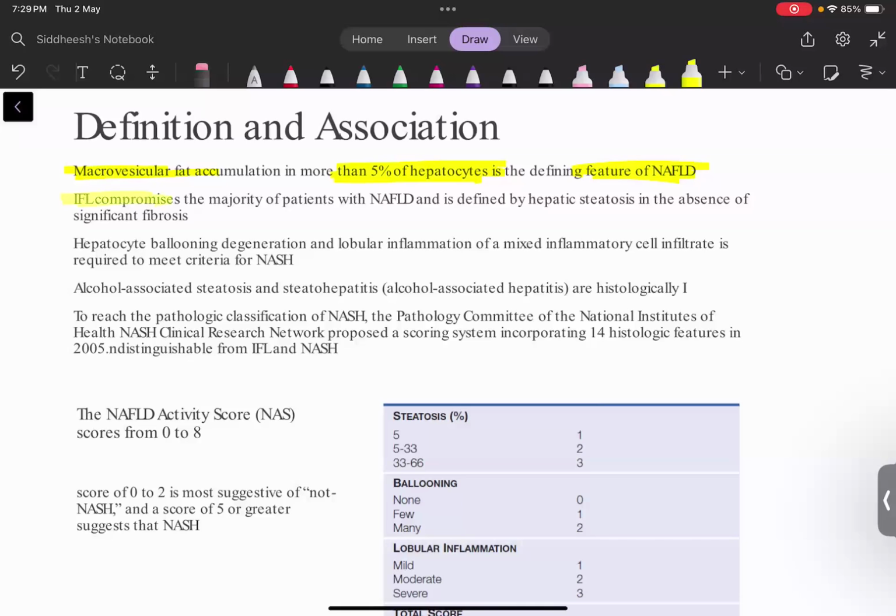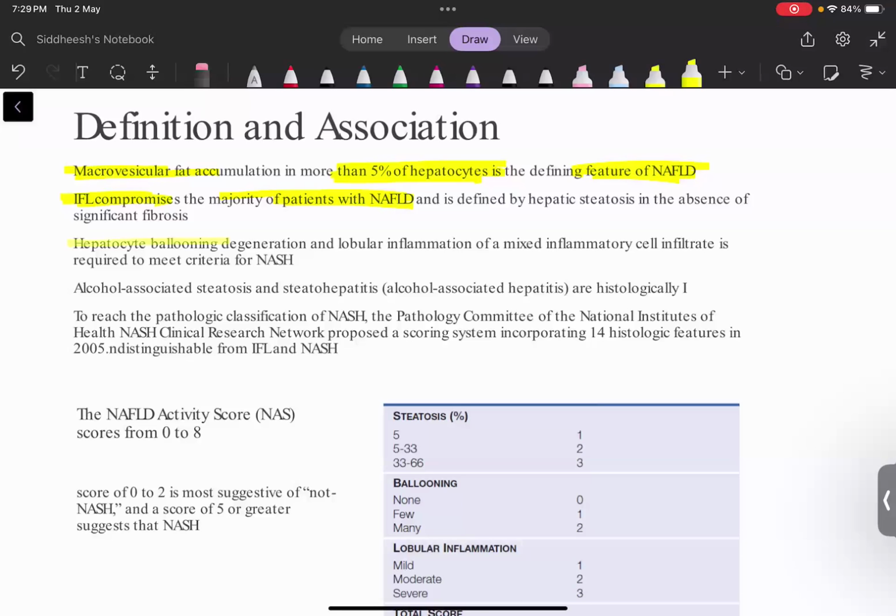Now, IFL. What is IFL? Isolated fatty liver. It comprises the majority of the patients with NAFLD. So in this class, if I have around 190 individuals, 188 might have grade 1 fatty liver. So you all are isolated fatty liver patients, not NASH or advanced NAFLD patients.